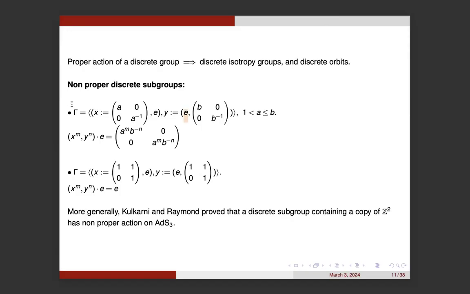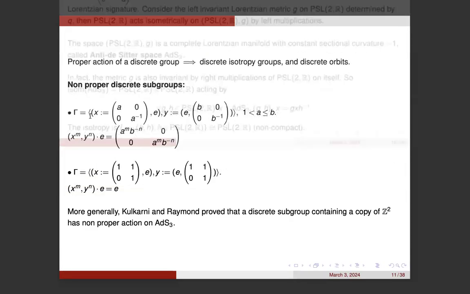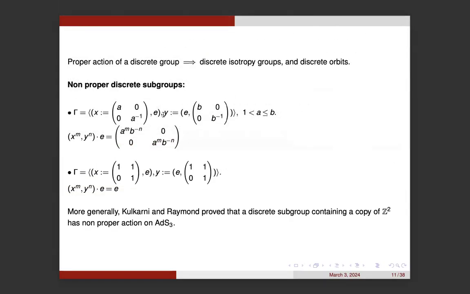I take a matrix B, the second hyperbolic matrix, in the second component, and the identity element in the first component. So this group gamma is not contained in any copy of PSL(2,R). It's transversal to both copies of PSL(2,R) in the isometry group. And this is a discrete subgroup, of course, and I claim that it has non-proper action. To see that, I apply these elements x and y, so all the powers of x and y to the identity.